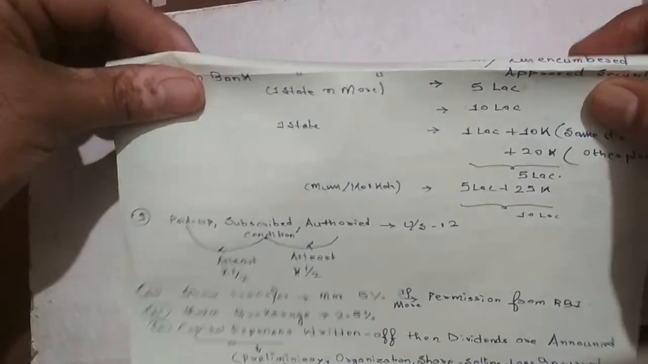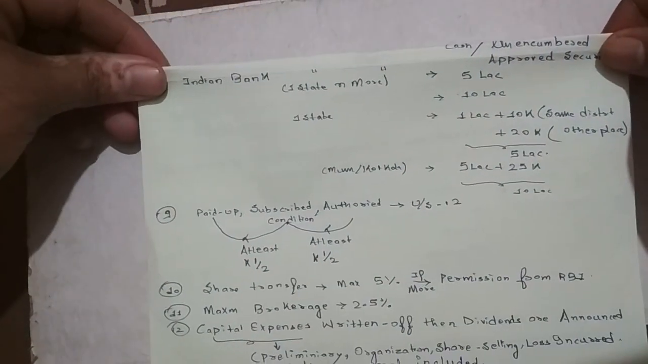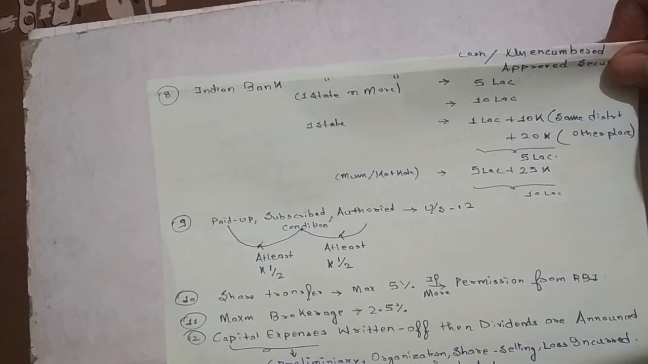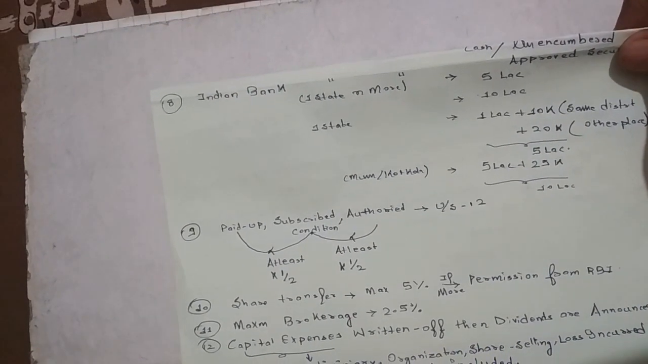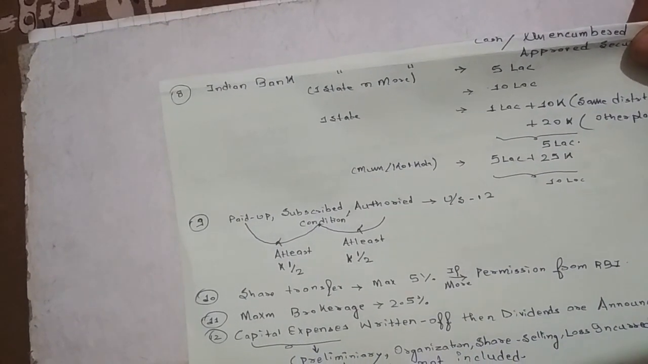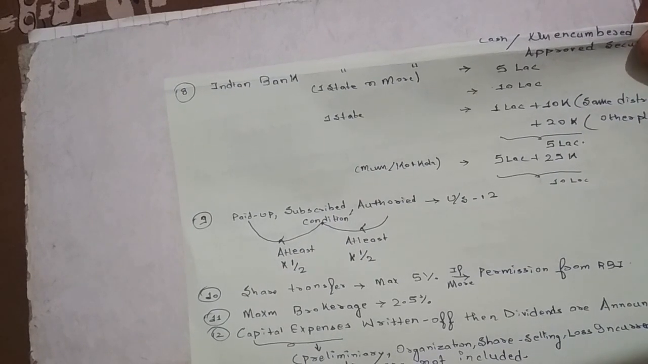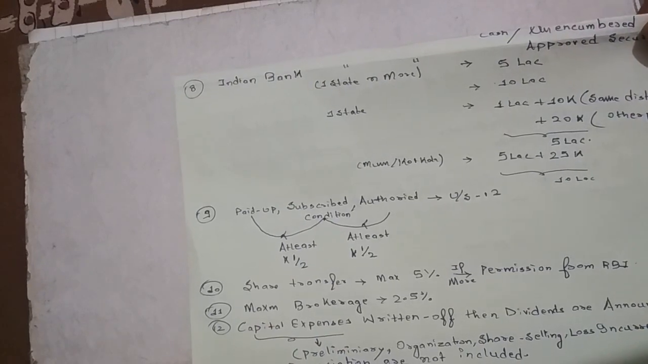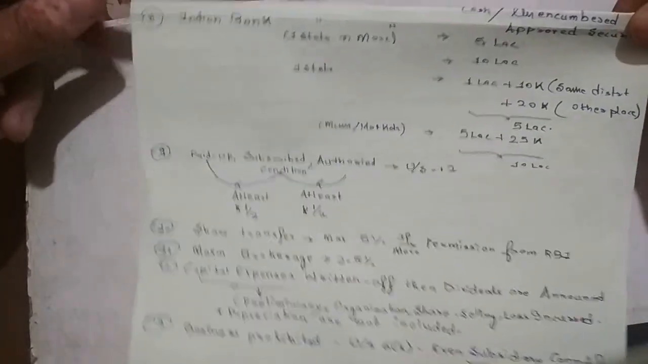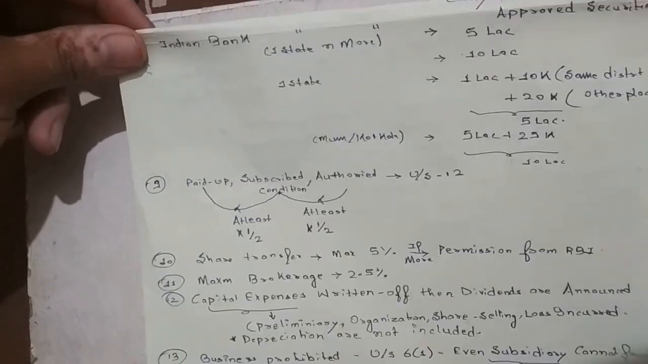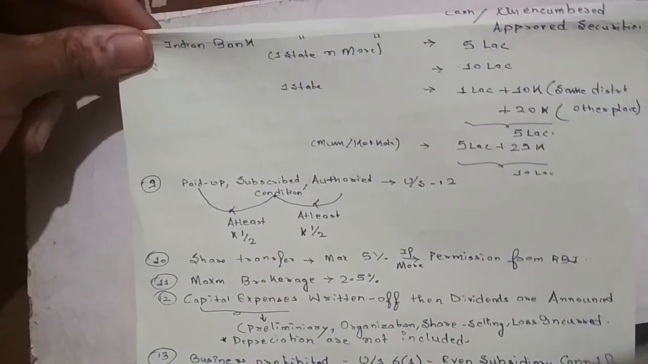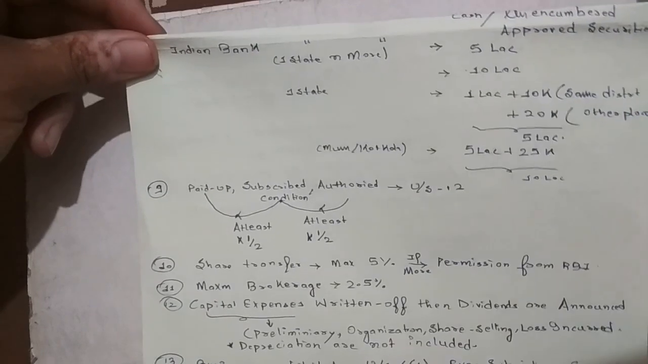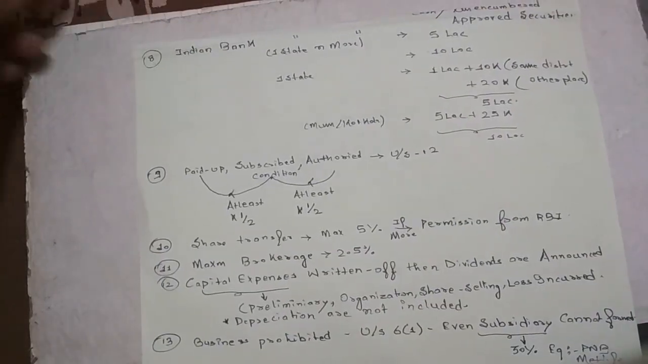The condition for an Indian bank to open a branch: the deposit can be divided into two cases, if it is in only one state, or if it has branches in more than one state. They have to deposit 5 lakh rupees and 10 lakh rupees: 5 lakh if it is in one state or more, other than Mumbai and Kolkata, and if it is in Mumbai or Kolkata, then a deposit of 10 lakh rupees.